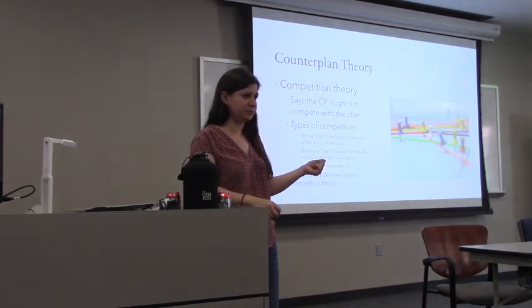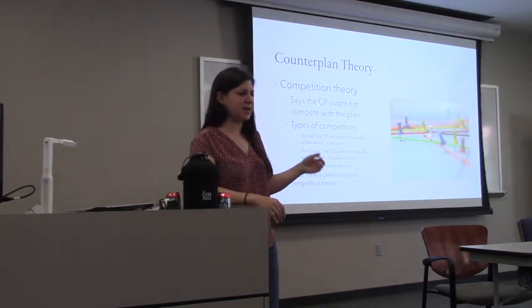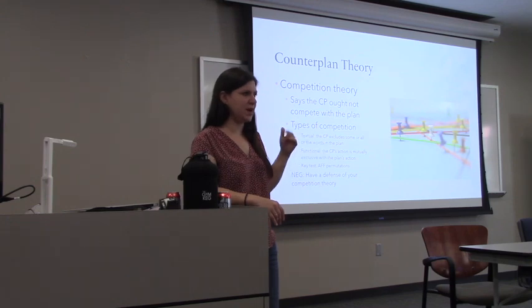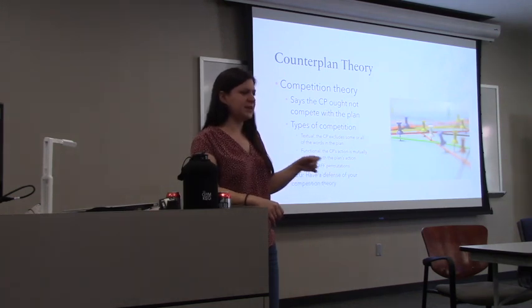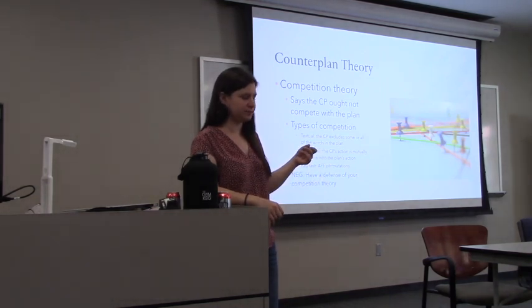Functional competition is the more traditional way of thinking about mutual exclusivity, where you functionally cannot do both at the same time. So the McDonald's Chipotle example, you cannot go to both at the same time. It doesn't make sense. You don't have enough time. They are functionally different alternatives that cannot both be done. And the key test of whether a counterplan is competitive is through permutations.